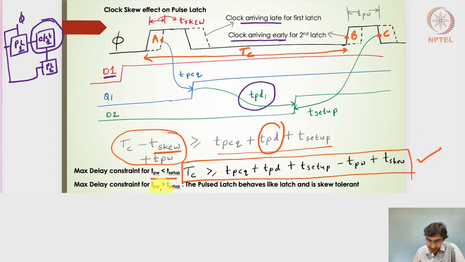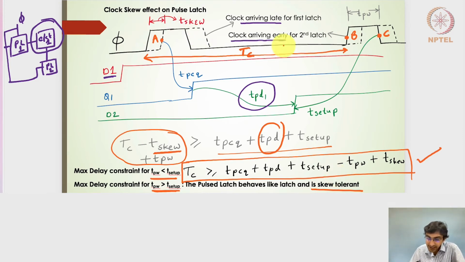But if, for the maximum delay constraints, we are trying to see the pulse width to be very large compared to the T setup time, then it behaves like a latch, and we know that latches are actually skew tolerant. In fact, the propagation delay for the combinatorial circuits, if we design for the latch, is kind of skew tolerant, so the TPD value doesn't have an expression where the T skew is involved. And that is what is likely to happen even if we have the pulse width to be very high, right? If the pulse width is lower, that is when we will have this particular expression, right?